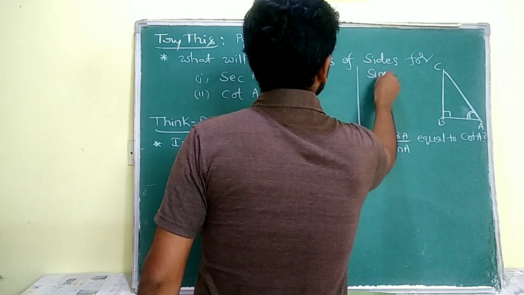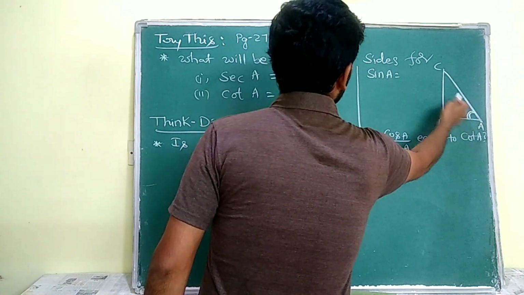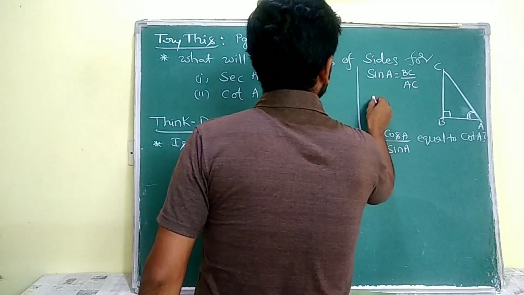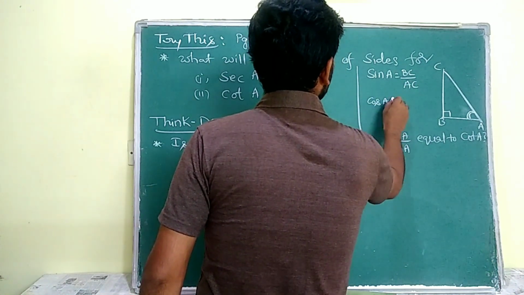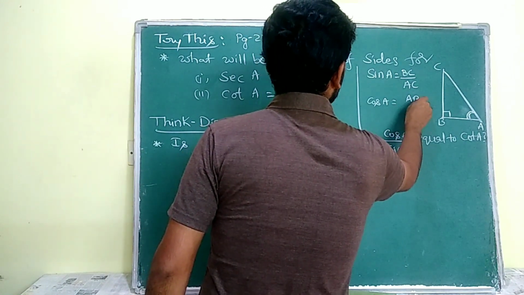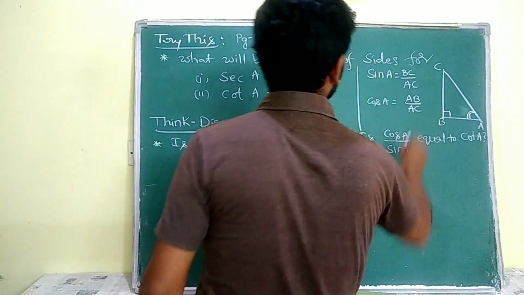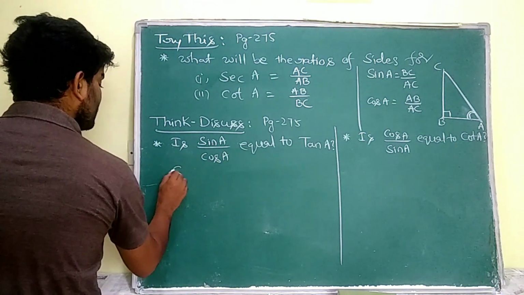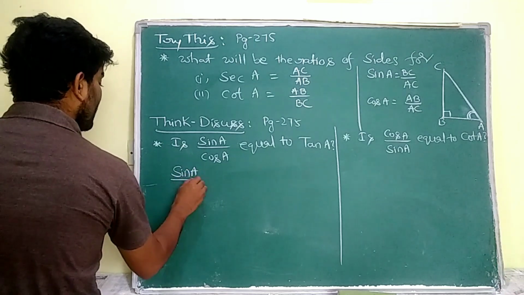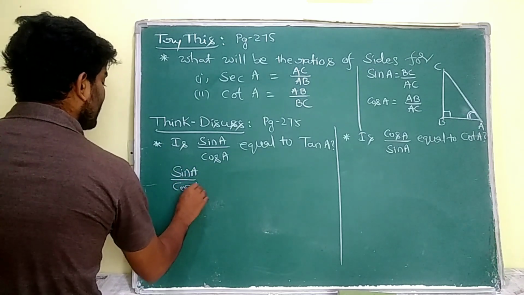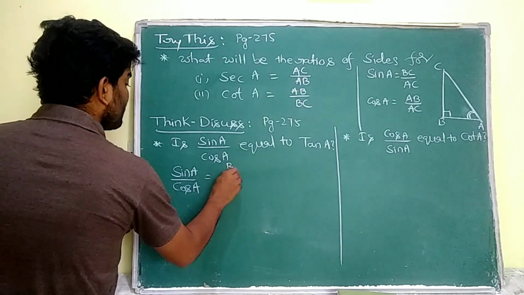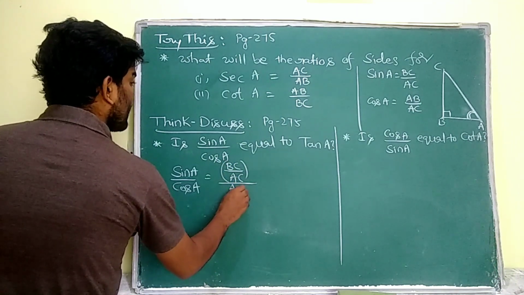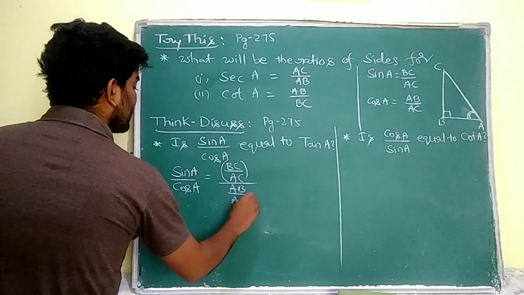In this figure, sin A is A's opposite side BC by its hypotenuse AC. Similarly, cos A means A's adjacent side AB by hypotenuse AC. Here, sin A by cos A. Once I am going to write sin A by cos A. What is sin A by cos A? Sin A means BC by AC, whole by AB by AC, which is cos A.